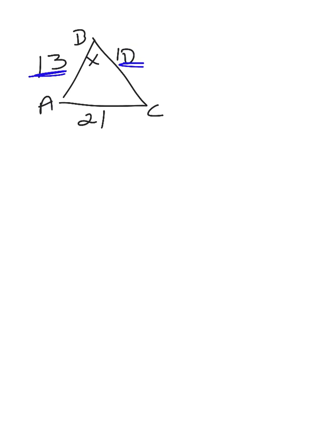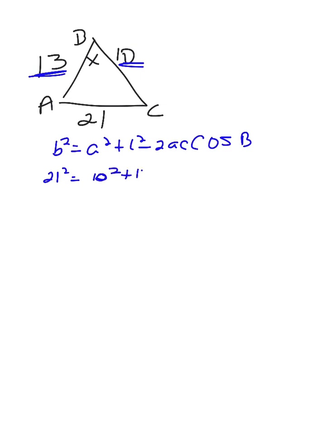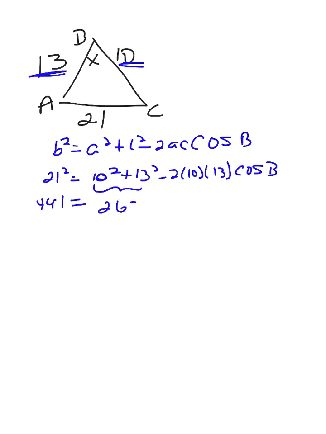To find angle B, I'm going to use law of cosines. B squared equals A squared plus C squared minus 2AC cosine of angle B. So I have 21 squared equals 10 squared plus 13 squared minus 2 times 10 times 13 cosine of B. So 21 squared is 441 equals 10 squared plus 13 squared, which is 269, minus 10 times 2 times 13, which is 260, cosine of B.